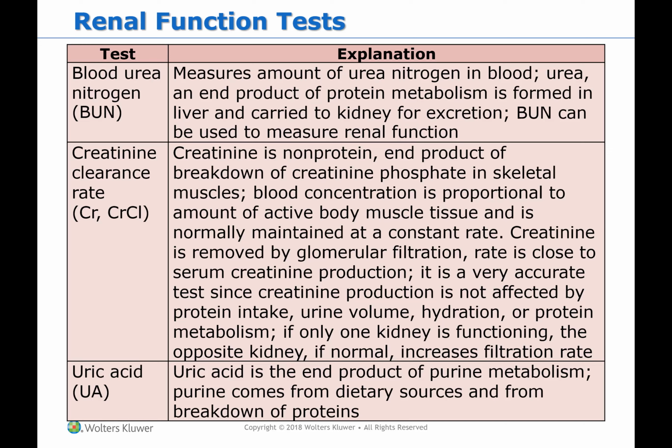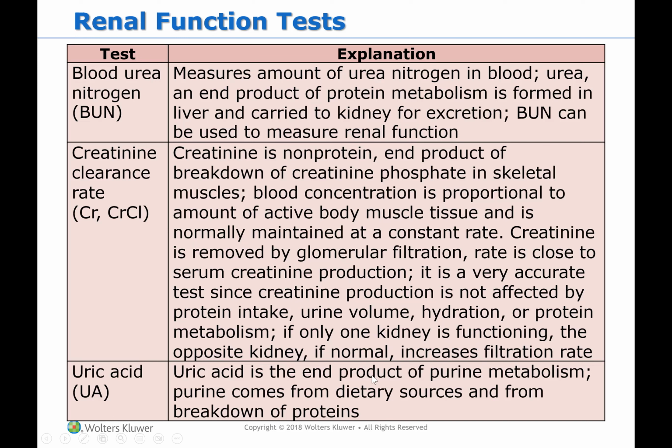Creatinine is a non-protein end product of breakdown of creatine phosphate in the skeletal muscles. Creatinine is removed by glomerular filtration. The rate is close to serum creatinine production. It is a very accurate test since creatinine production is not affected by protein intake, urine volume, hydration, or protein metabolism. If only one kidney is functioning, the opposite kidney, if normal, increases its filtration rate. So we look at the creatinine level.